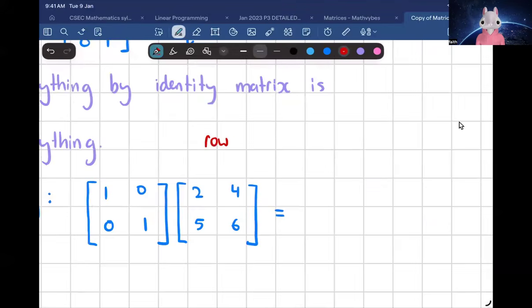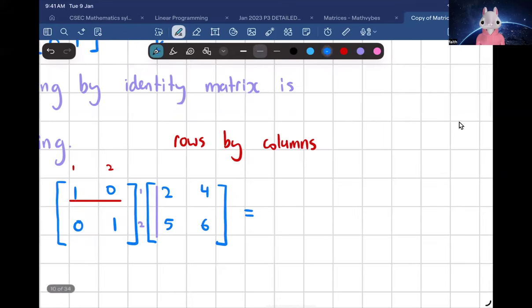So again, rows by columns. Guys, what's the first row here? 1, 0. What's the first element there? 1 is the first element. What's the second element? 0. Right. 1 and 0. What's the first column in this matrix? 2 and 5. Right. So that's the 2 and 5. And can we all agree that 2 is the first element and 5 is the second element?